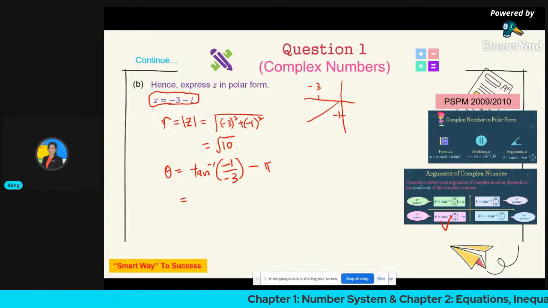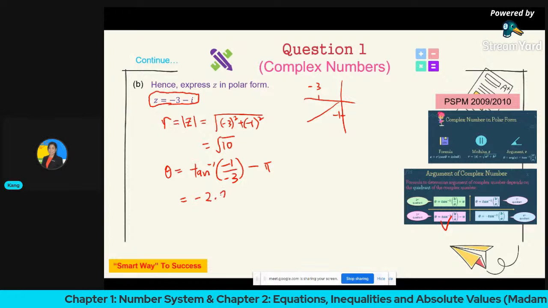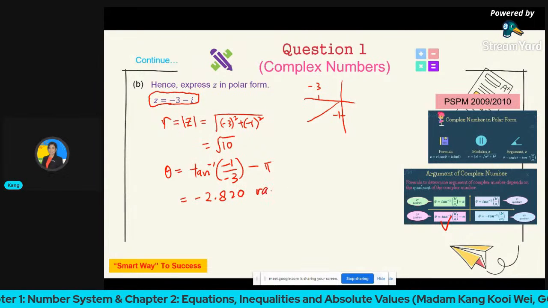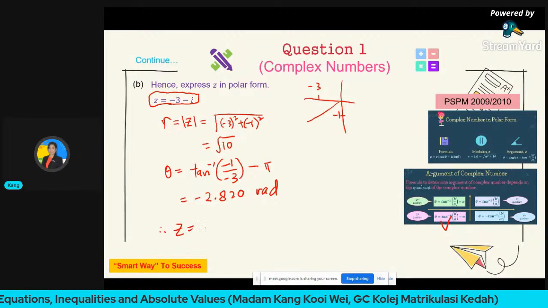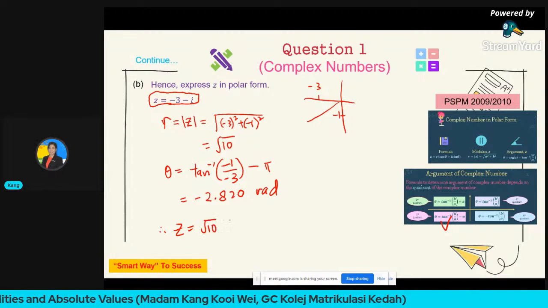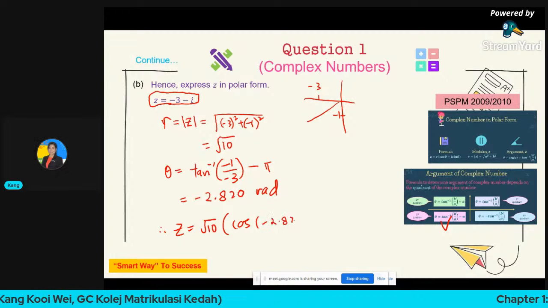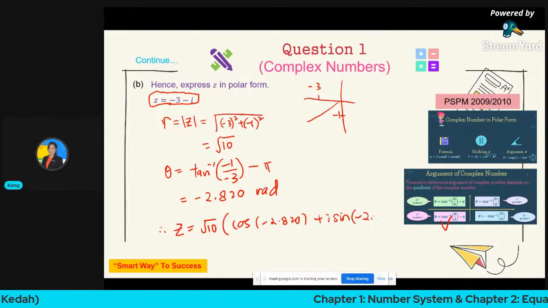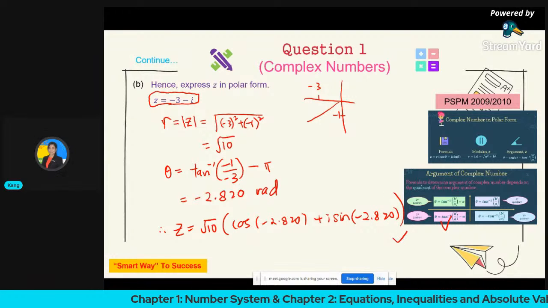Then you use the calculator to do the calculation. You get negative 2.820 radian. Then finally write down your answer in the polar form. So root 10 cos negative 2.820 plus i sine negative 2.820. Final answer will give you 1 mark. Okay, class, so remember to write down.